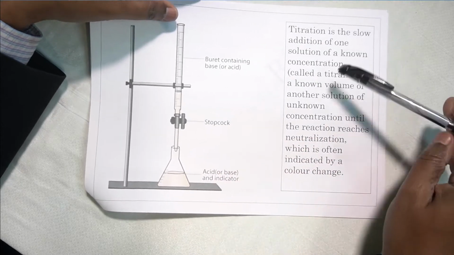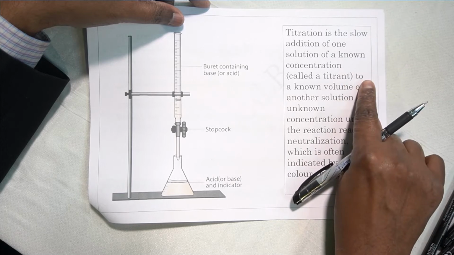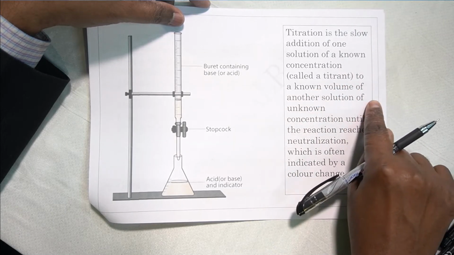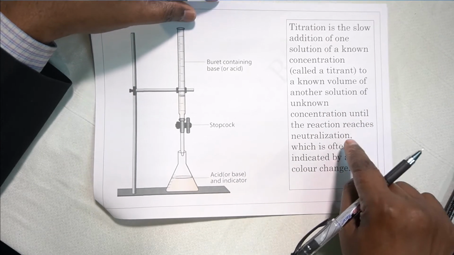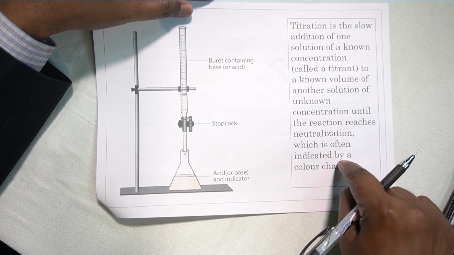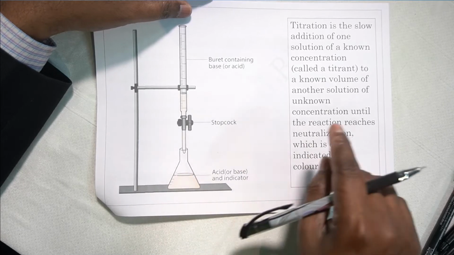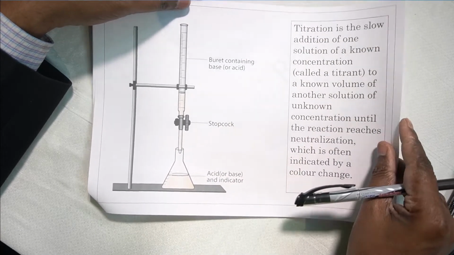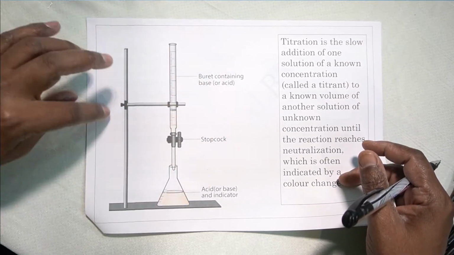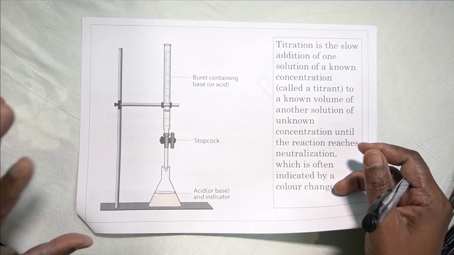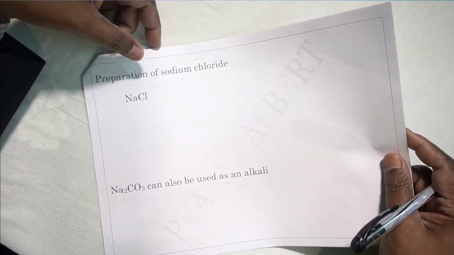Then you will evaporate. So titration is the slow addition of one solution of known concentration, called a titrant, to a known volume of another solution of unknown concentration, until the reaction reaches neutralization, which is often indicated by a color change. Here we have pink color because of phenolphthalein. The color will disappear the moment the alkaline property is completely neutralized. Okay, so that is called neutralization. Anyway, this is not our focus. Our focus is on how we prepare, the kind of reagents used and the preparation.